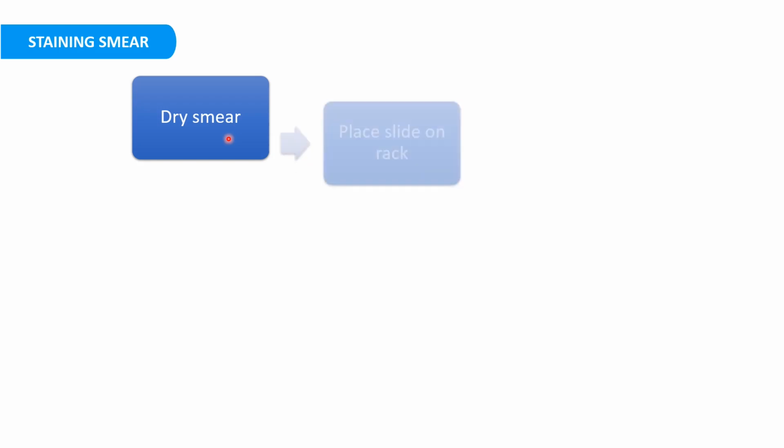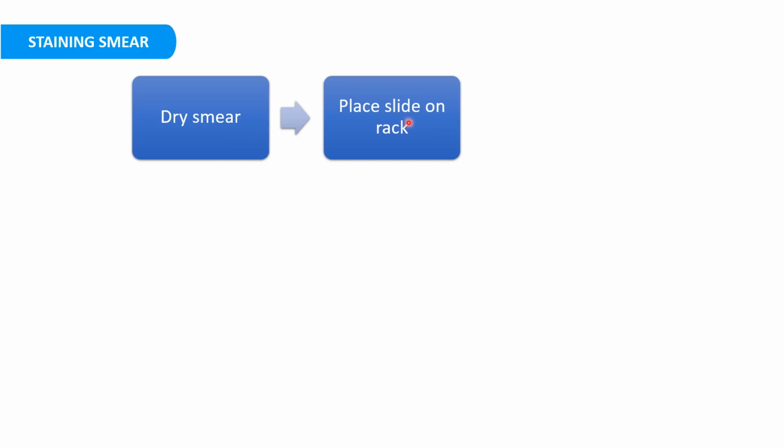So now after making the smear, we have to stain the smear. So what are the steps? Number one, dry the smear. The smear that you have formed needs to be dried first. It should be completely dried. Not a single wet spot should be found on the smear. After completely drying the smear, then we have to place the slide on the rack. The rack that is provided to you, you should place the slide on the rack.